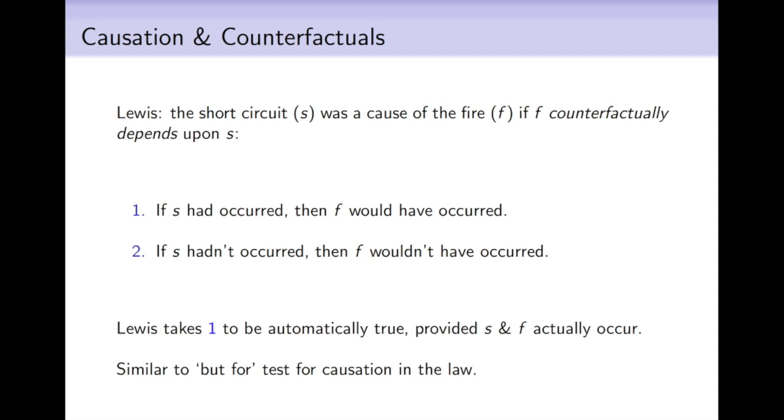Interestingly, this is basically the same as the standard test for causation in the law. So lawyers apply the so-called but-for test for causation. But for the short circuit, would the fire have occurred? If the answer is that but for the short circuit, the fire wouldn't have occurred, then we designate the short circuit a cause of the fire in standard legal practice. So basically, the standard law test for causation is just a simple counterfactual test.